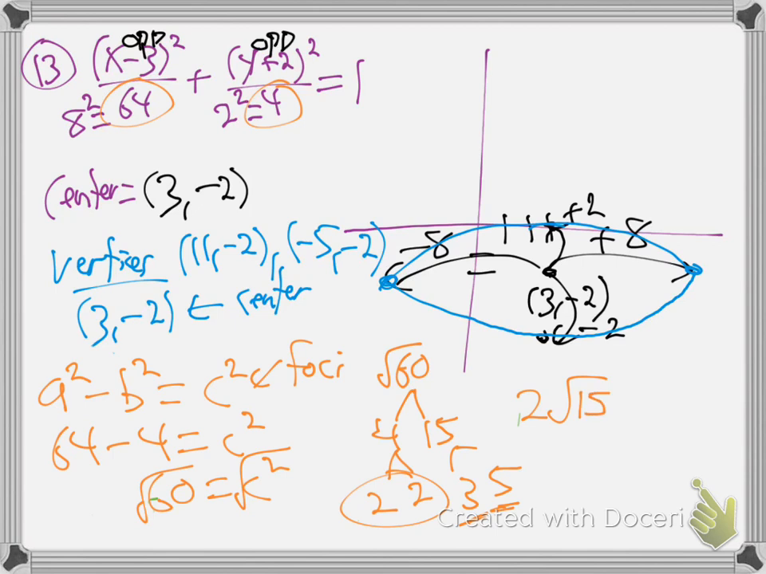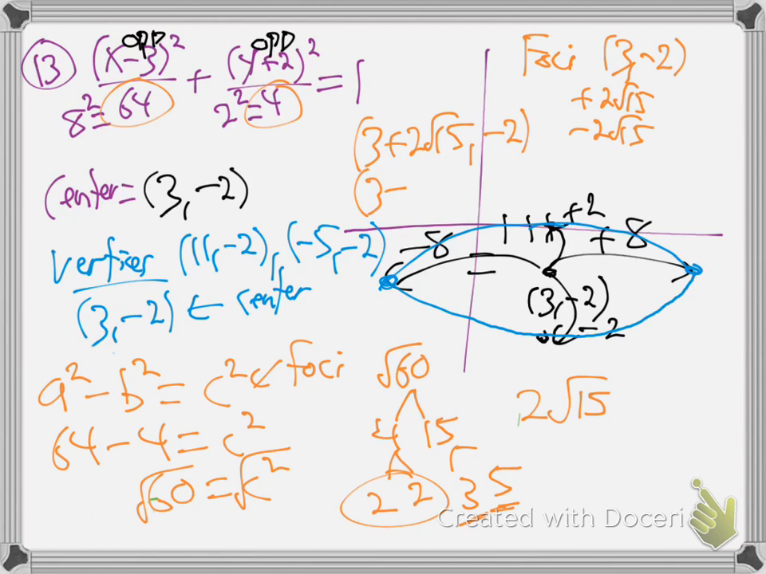2 root 15, so that's the focal distance from the center to the focus points. So again, to define the focus points, you've got to take the center, 3, negative 2, and add 2 root 15 and subtract 2 root 15 from the x-coordinate of the center. So we finally have it: 3 plus 2 root 15, negative 2, and 3 minus 2 root 15, negative 2. There we go.